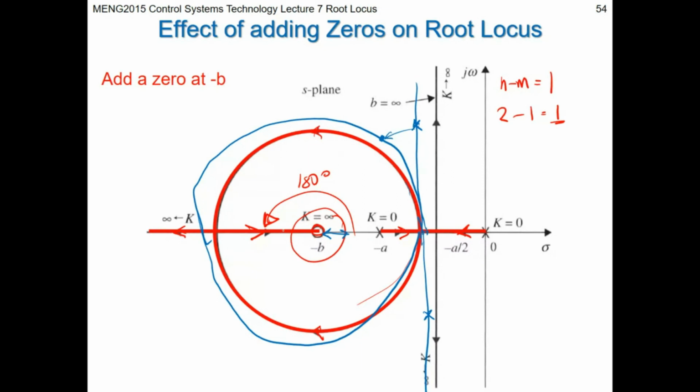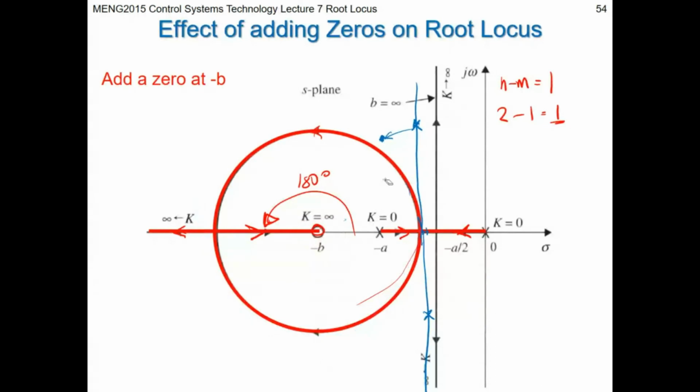Right, so we could actually adjust the location of B in and out, and we could get this locus to pass through this point, I think. So this might be part of our answer. Put a zero in place, and then we should be able to get something close to what we want.